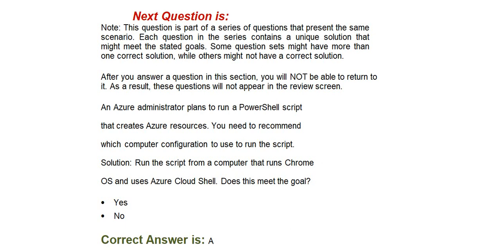Next question is, after you answer a question in the section, you will not be able to return. As a result, this question will not appear in the review screen. An Azure administrator plans to run a PowerShell script that creates Azure resources. You need to recommend which computer configuration to use to run the script. Solution: run the script from a computer that runs Chrome OS and uses Azure Cloud Shell. Does this meet the goal? Option A, yes. Option B, no. Option A, yes.